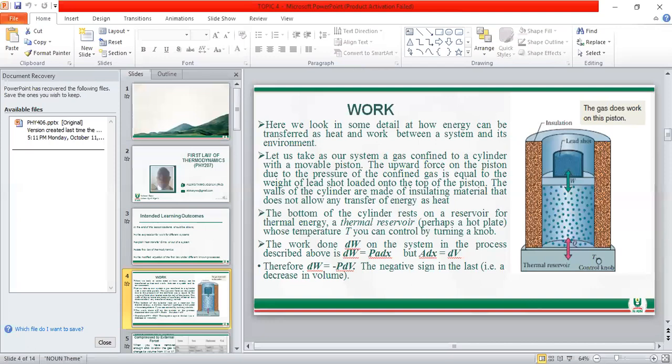The work done by the system in the process described above: the change in work, dW, equals P A dx. Do you understand that?